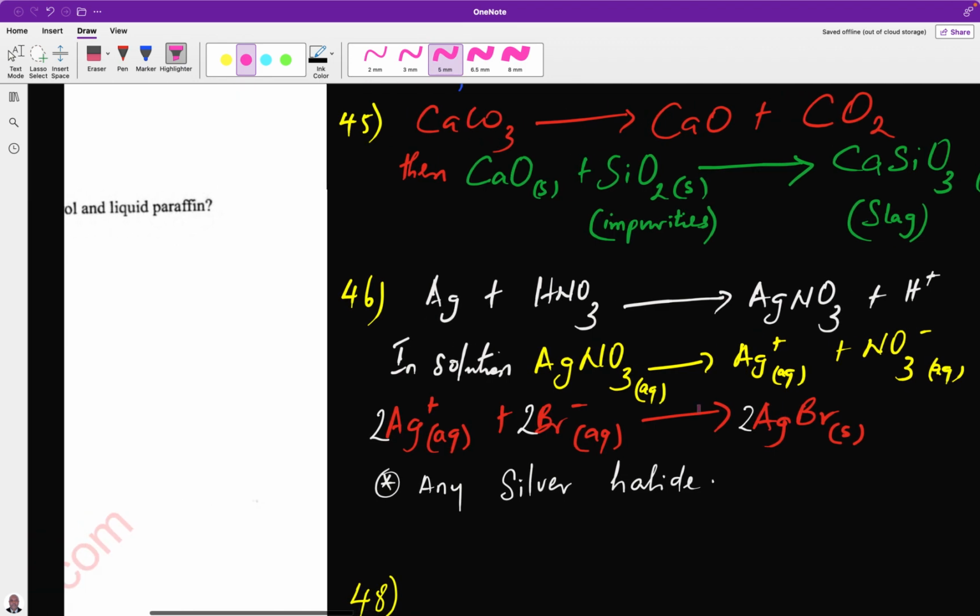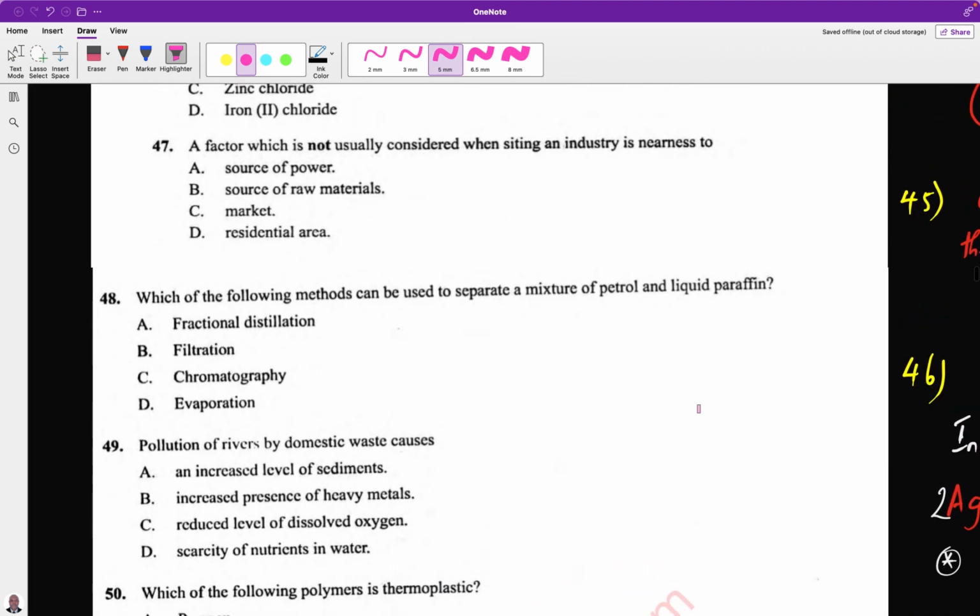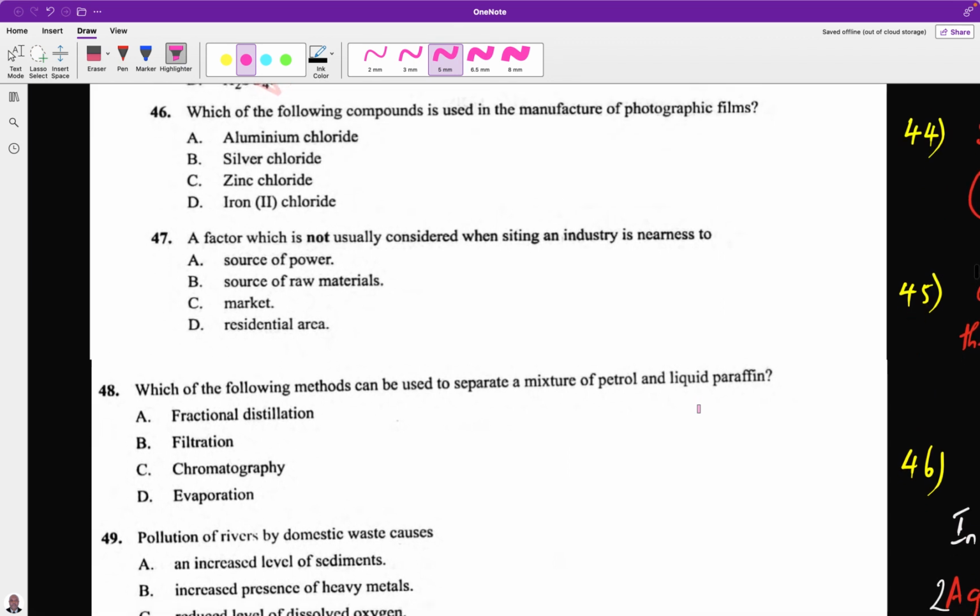So now let's go to our question. Which of the following compounds is used in the manufacture of photographic films? Aluminum chloride is not the answer. Silver chloride, that is right. It must be silver chloride, as we have discussed. So our answer is silver chloride, B.